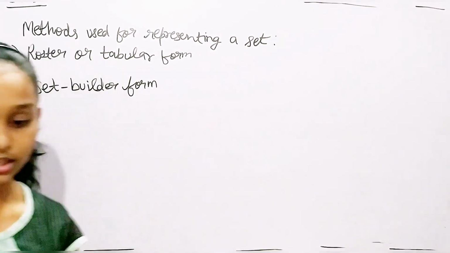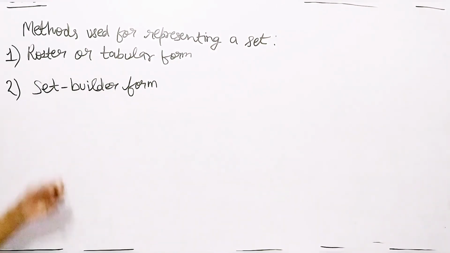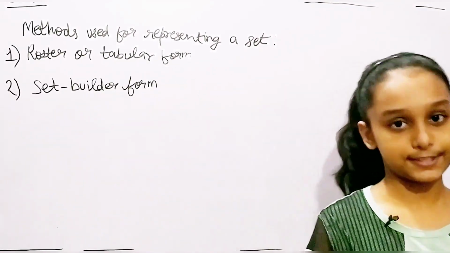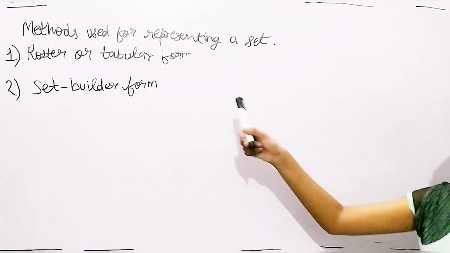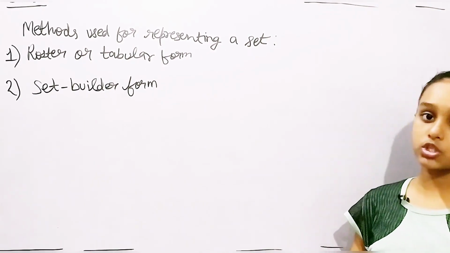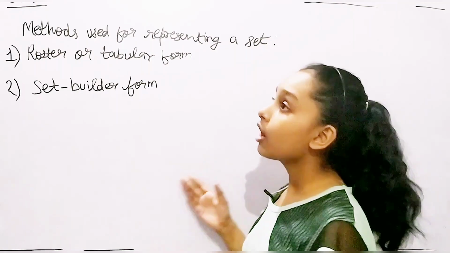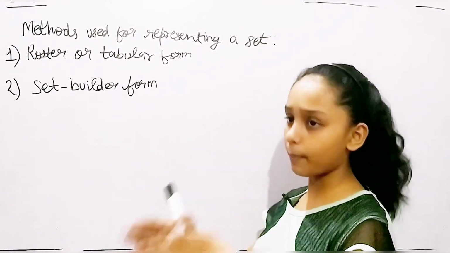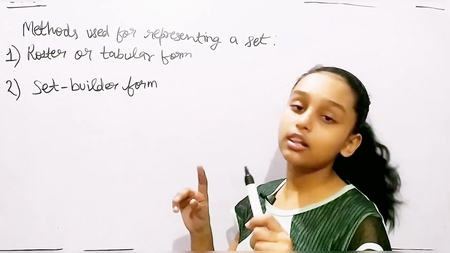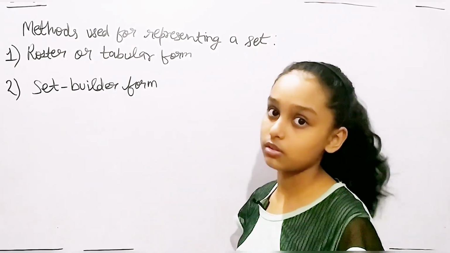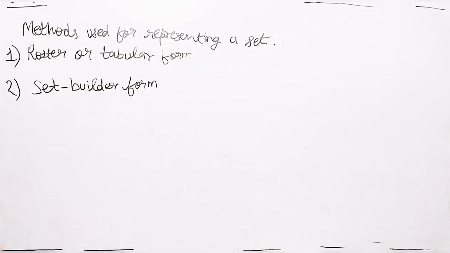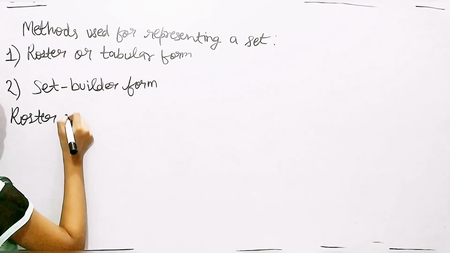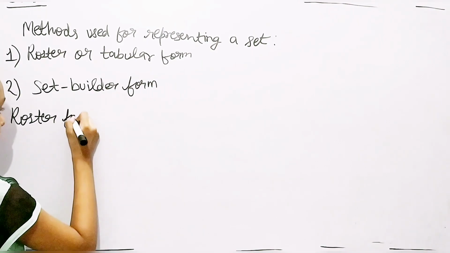So, in roster form, basically all the elements are listed. How? What we just have to do is put commas in between them, and we enclose them within braces, okay? Let me just tell you. So first we're going to say roster form, or tabular form. I'm just actually going to write form.